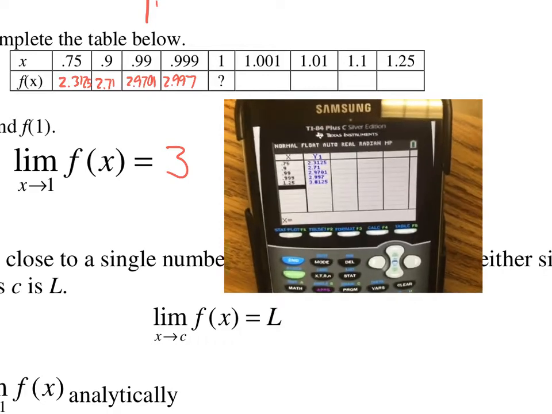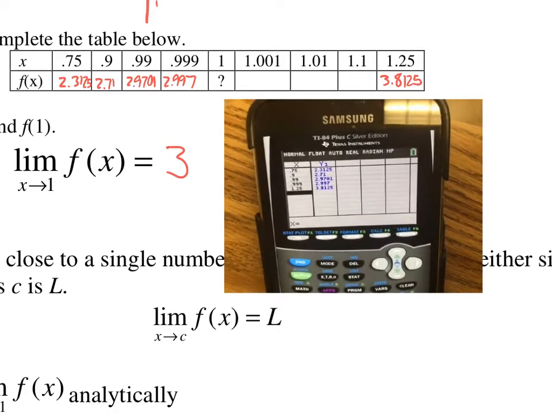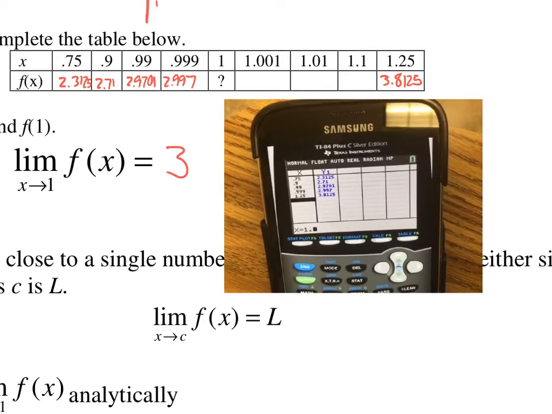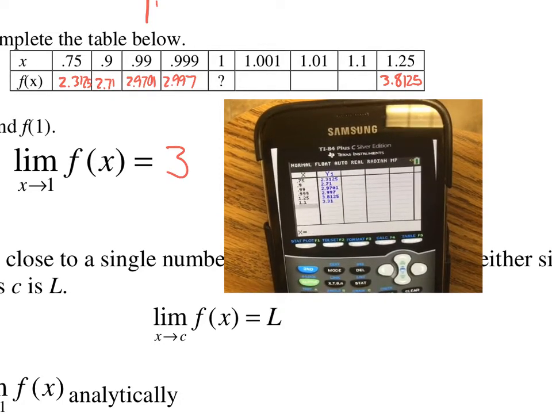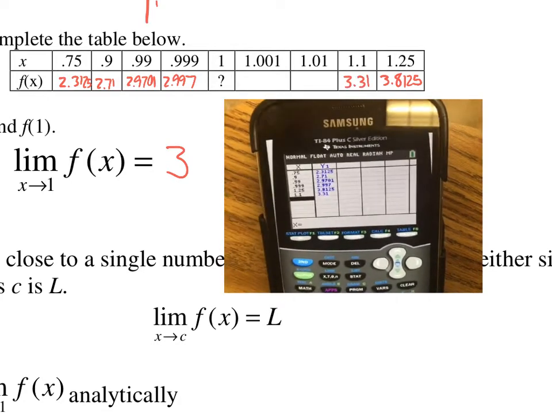Okay, that's 3.8125. Okay, and then 1.1. I've got a 3.31. Yep.